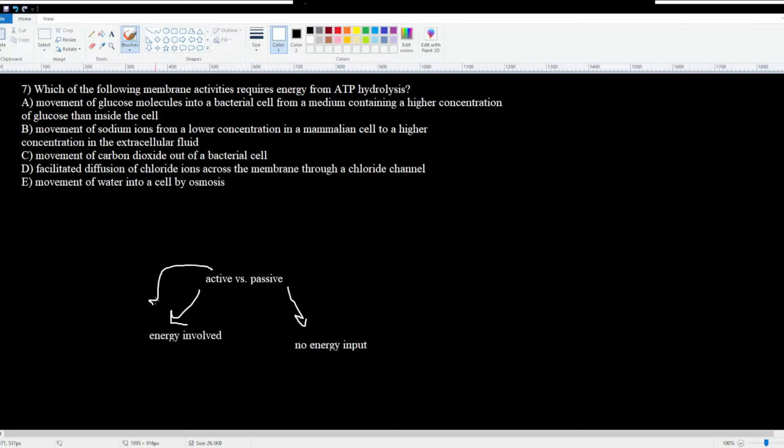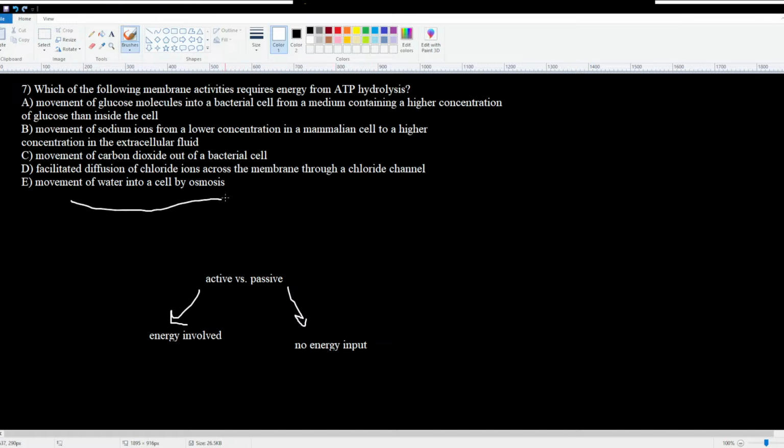If it's active, and there is energy involved, then it's not thermodynamically favorable and it needs the assistance of something that contains a lot of potential energy, right? So if there's energy involved, then we have to do something in order for transport to happen. So that's the difference between active and passive.